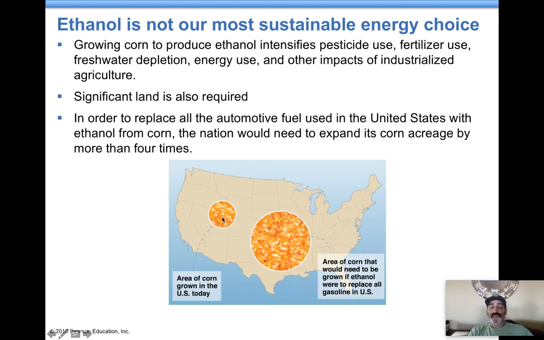In order to produce ethanol at a rate in which it can take the place of, for example, using all this gasoline, we would need to increase our acreage by four times. So we would be growing a lot of corn in order to produce ethanol. It's not necessarily an effective way of dealing with things.